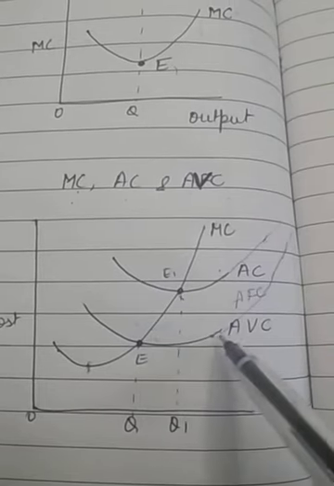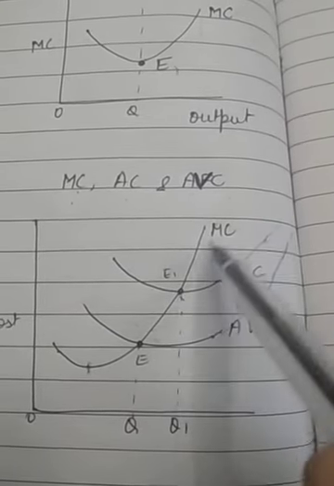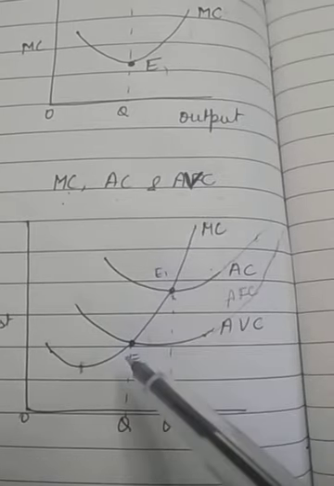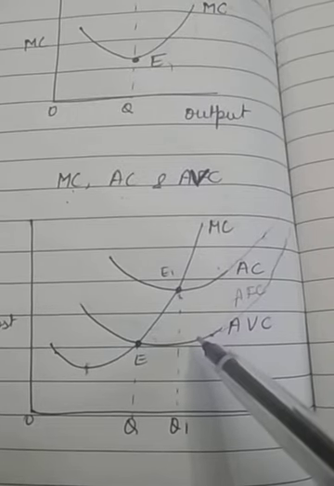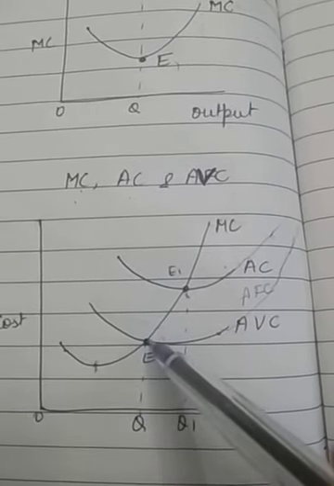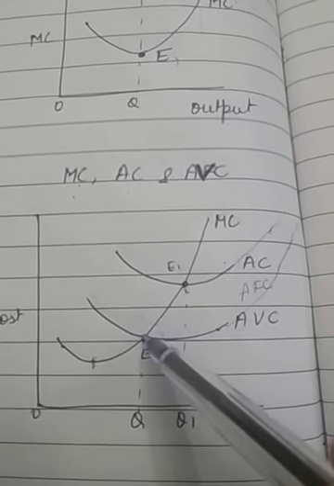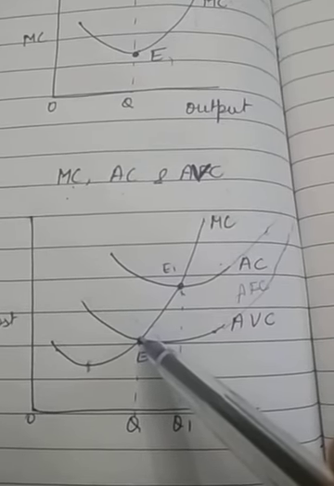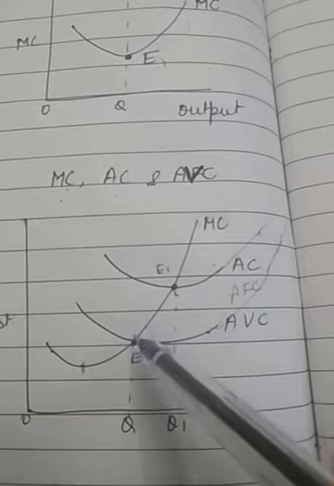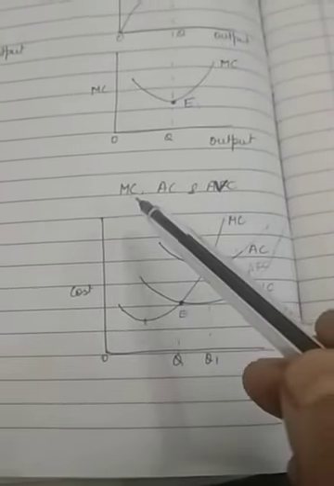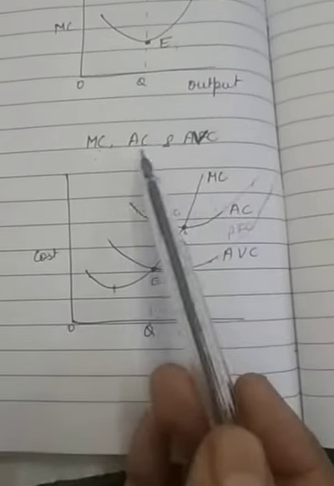E, and beyond point E MC is greater than AVC, and you can see that MC increases more rapidly as compared to AVC. And the last, you can see that MC cuts AVC at its minimum point or the lowest point, and in other words, when AVC is minimum, MC is equal to AVC. So this is the relationship between MC, AC and AVC. Four relationships we have done: between TC and MC, TVC and MC, MC and AC, MC, AC and AVC.